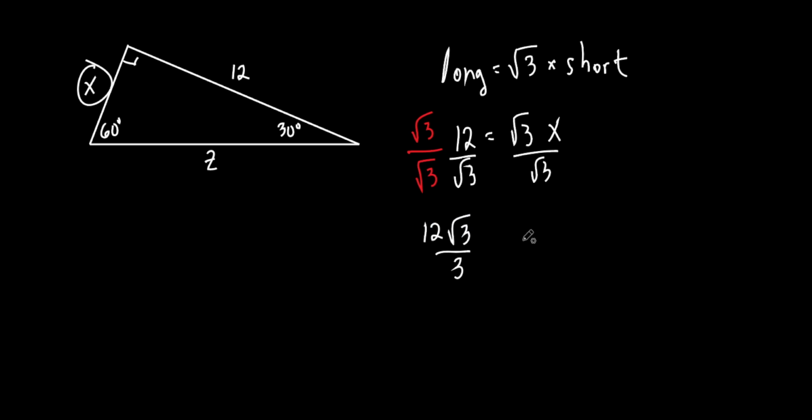Are we finished? Not quite. Almost there. But 3 does go into 12, doesn't it? Sometimes they don't. If that was a 5, it's not, but let's just pretend, you would just leave it: 12 square root of 3 over 5. But it's not a 5. It's a 3. So this 3 goes into this 4 times. So what's x? 4 square root of 3. And that is your short side, isn't it?